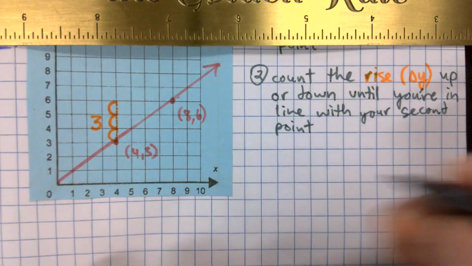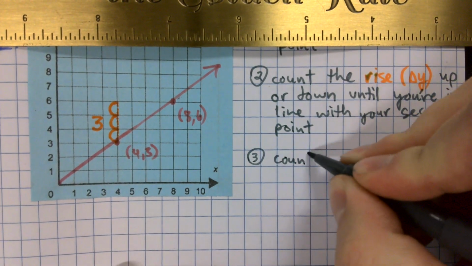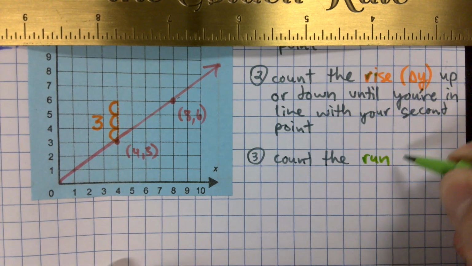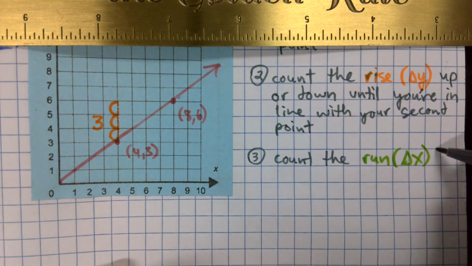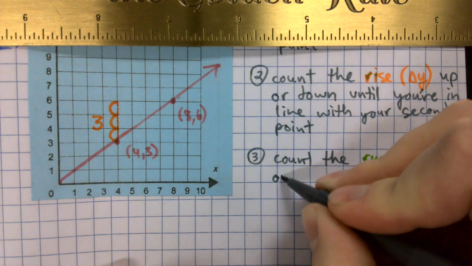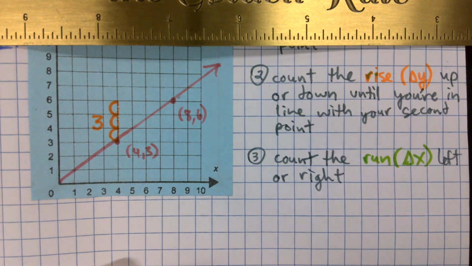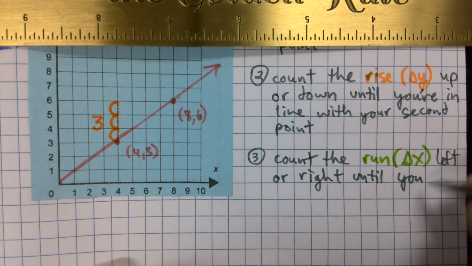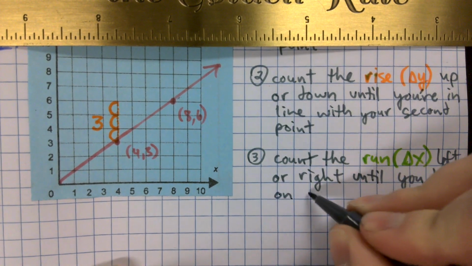From there, we're going to do step 3. We're going to count the run, or our change in x, left or right, until you land on your second point.